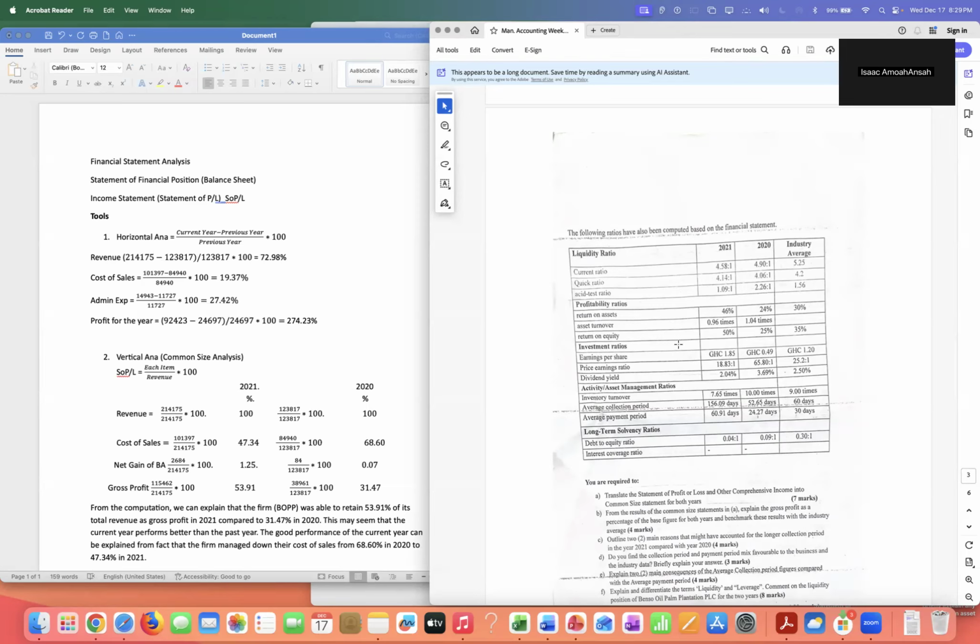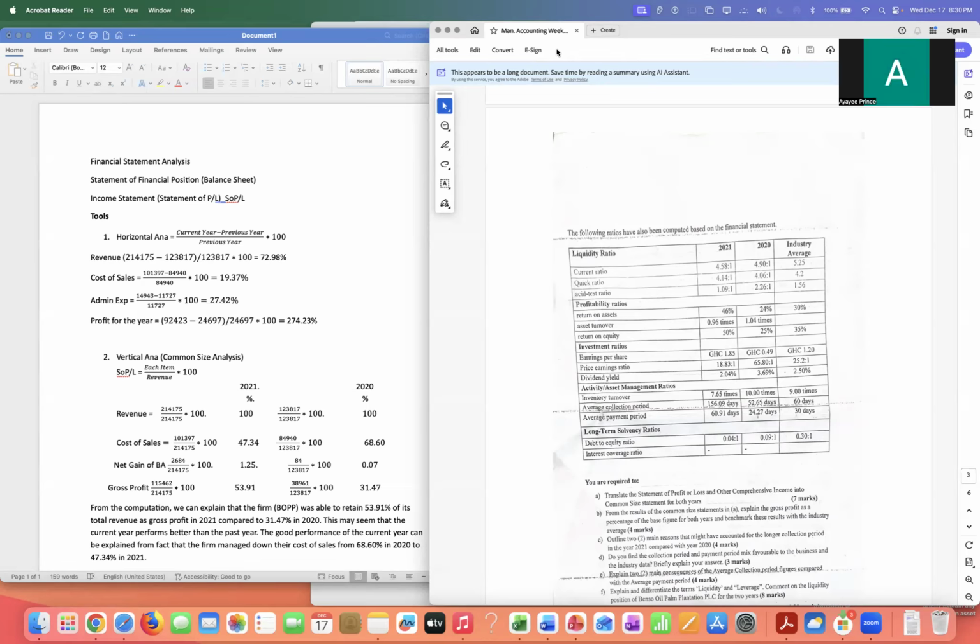So all the question is requesting is to explain gross profit as a benchmark of the base figure. Which one is the base figure? The base figure is the denominator, the revenue. So out of 100% revenue, we kept 53.91% as gross profit in the current year compared with the past year where we kept only about 31.47%, which suggests that the current year performs better in gross profit maintenance than the past year.